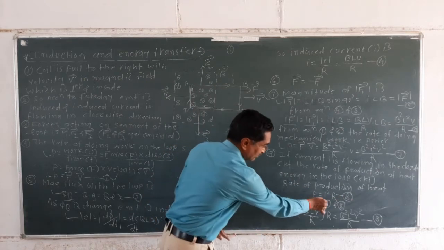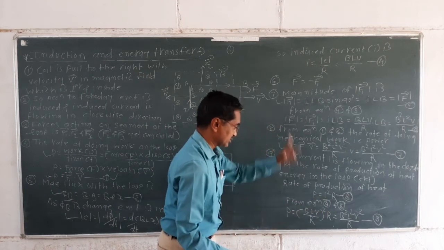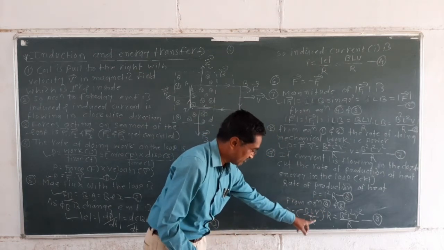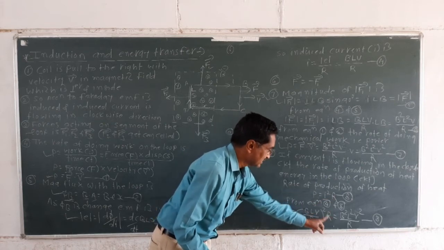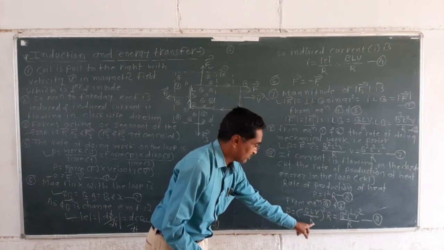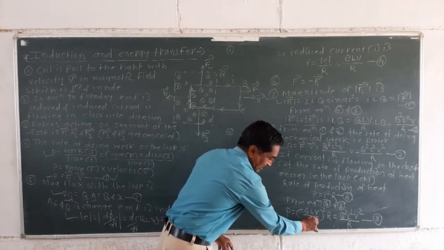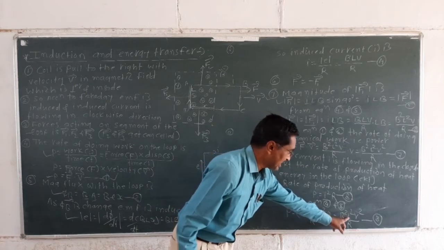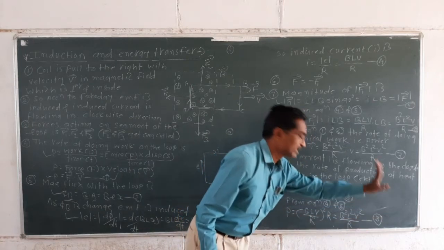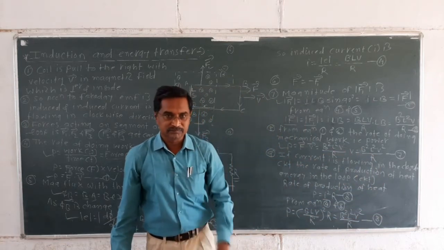Now put the value of I from equation 4. B L V upon R. इथं I square आहे म्हणून त्याचा स्क्वेअर R as it is. Take the square out of this. या R square याचा स्क्वेअर घेतल्यानंतर R square बरोबर हा R कॅन्सल होणार आहे. Finally we get B square L square V square upon R. That is the equation number 8.